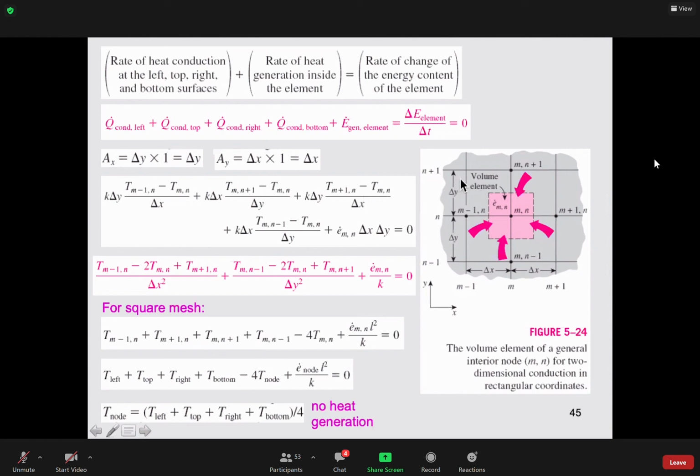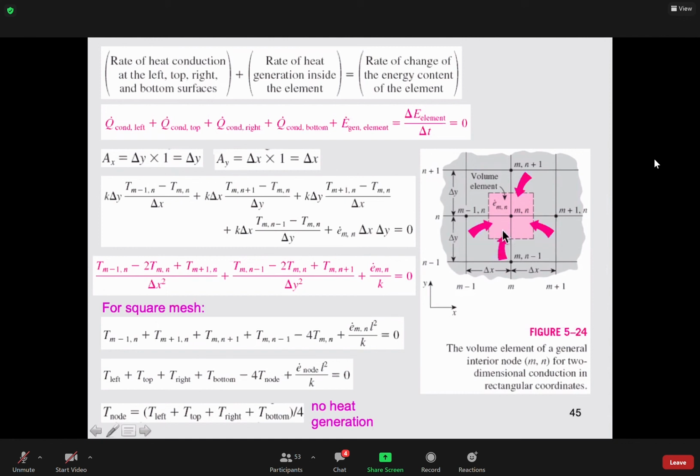Therefore we are considering from here to here, from here to here. The distance between this one and this one is delta y, and the surface area is delta x times L. The same thing here and so on. Therefore, this represents conduction from the left. This represents conduction from the top. This represents conduction from the right, and here represents conduction from the bottom.